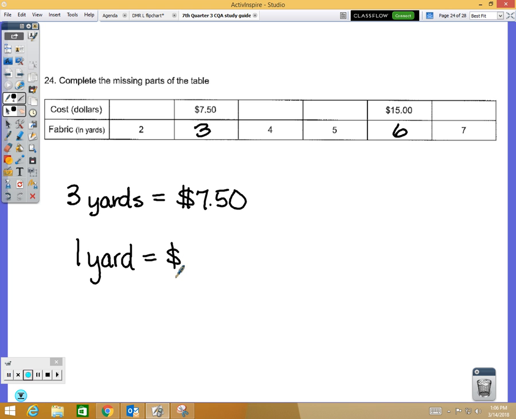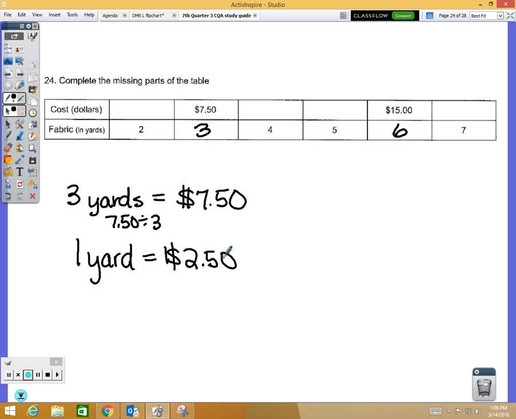And how would I do that? Do $7.50 divided by 3. And for those of you with calculators, what is that? 2.5. So if we're talking about money, that's $2.50. So $2.50 for 1 yard. Do we need $2.50 in our table? No, because there's not a 1.